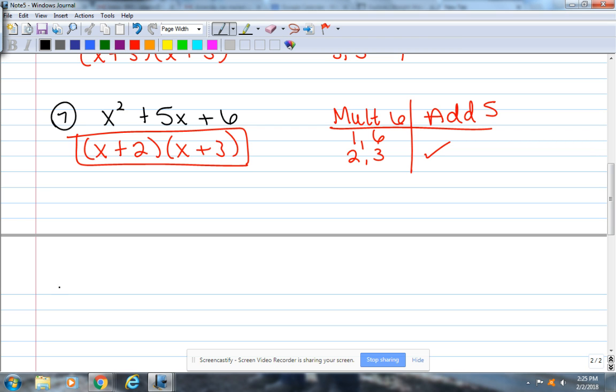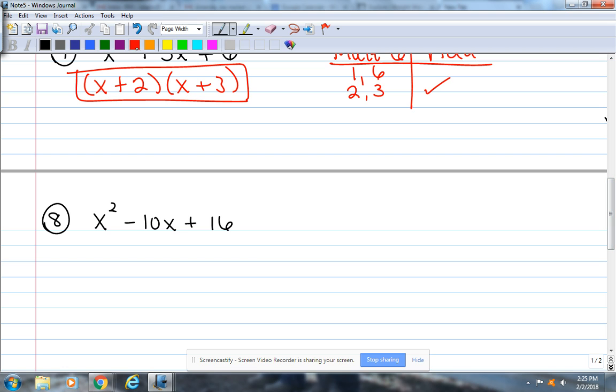You've got to start out with bigger numbers. So when you subtract them... Alright. So you ask yourself, what multiplies to get 16 and what adds to get negative 10?